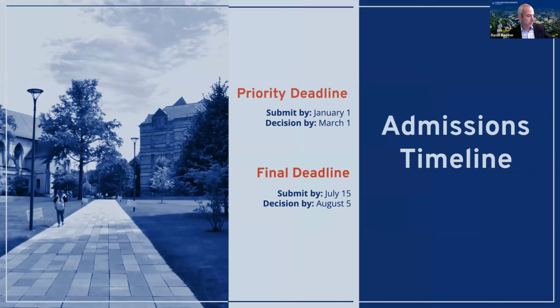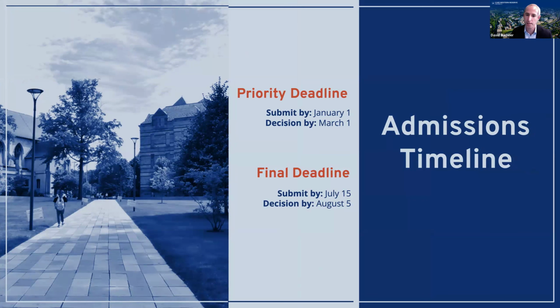As for timelines, we have 2 different admissions deadlines. The first is a priority deadline. This is coming up on January 1st. And the real advantage to this application deadline is that we will give you an answer by March 1st so that you can know that you'll be accepted to the program and start planning accordingly.